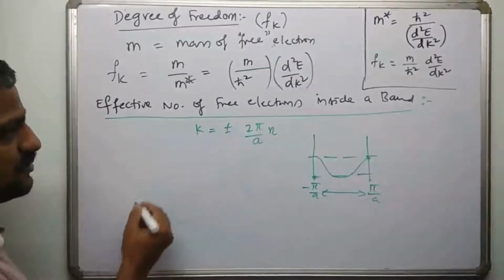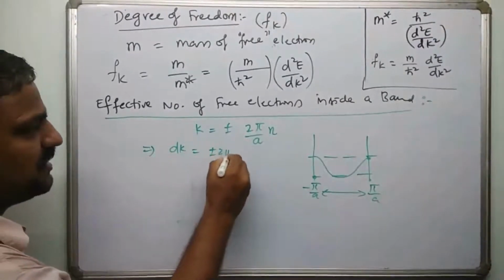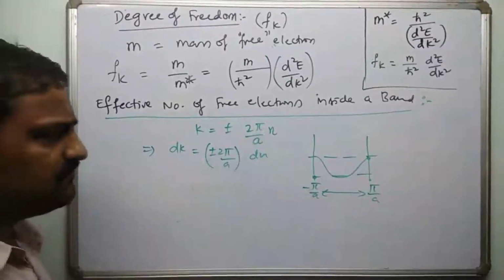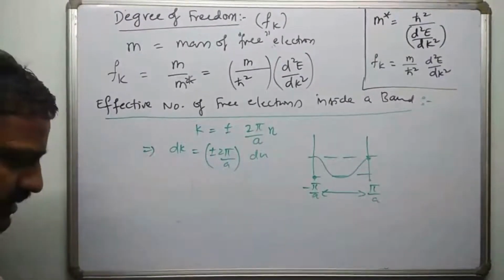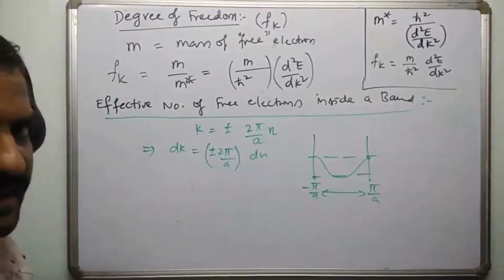So I'll differentiate this once again. So differentiation means dk is equal to plus or minus 2 pi by a. Please remember, this is a constant. It is going to be just dn, right? So I know the dk and dn. Why I'm doing all this is I want to know the effective number of free electrons.